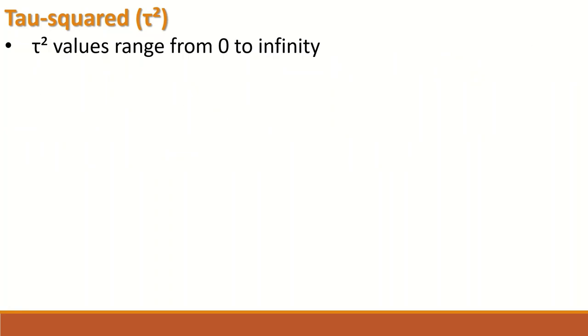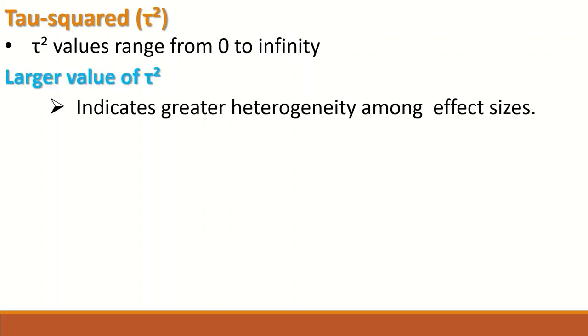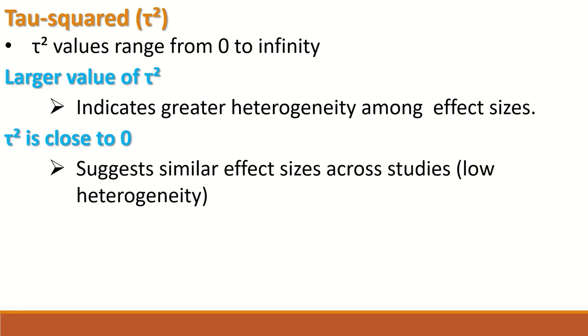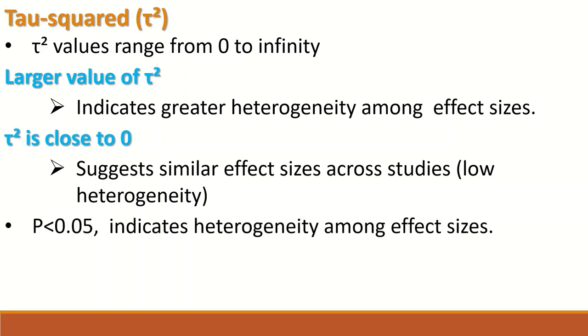between-study variance. So the tau or tau squared value can range from 0 to infinity. A larger value of tau squared indicates greater heterogeneity among the effect sizes from several research studies. A value of 0 or close to 0 suggests similar effect sizes across the studies. So it is low heterogeneity. Probably there is homogeneity between the studies.